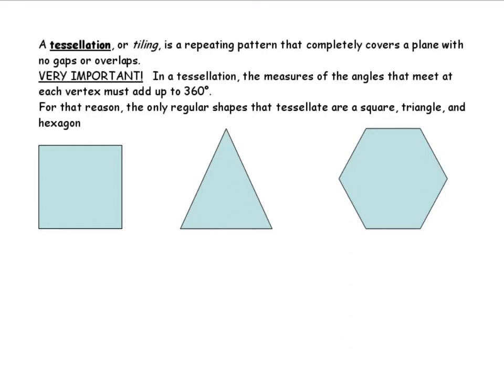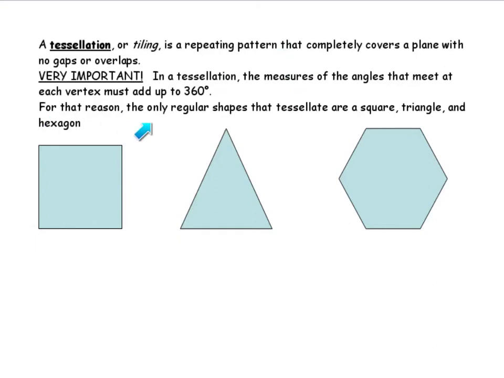So working into our tessellations, a tessellation is considered like tiling. It's a repeat pattern that completely covers a plane with no gaps or overlaps. If you think about this, it's like a tiled floor, right? What's very important in a tessellation is that the measures of the angles that meet at each vertex have to equal 360. The reason why? Because when they all meet, you end up with a circular figure with something in the middle. All of those angles have to add to equal that 360.